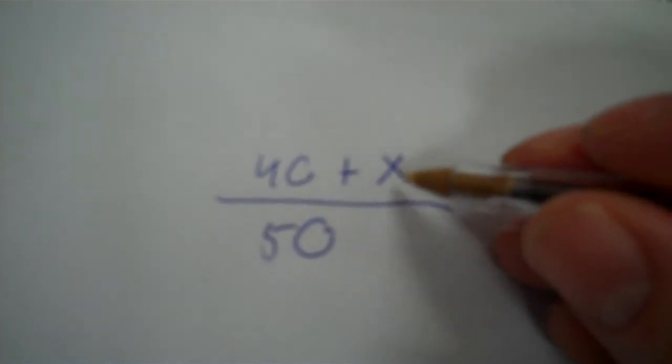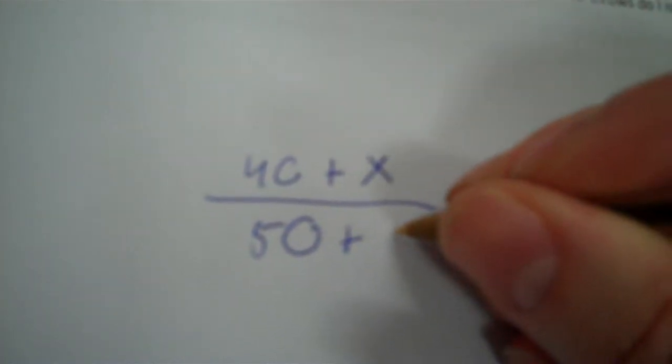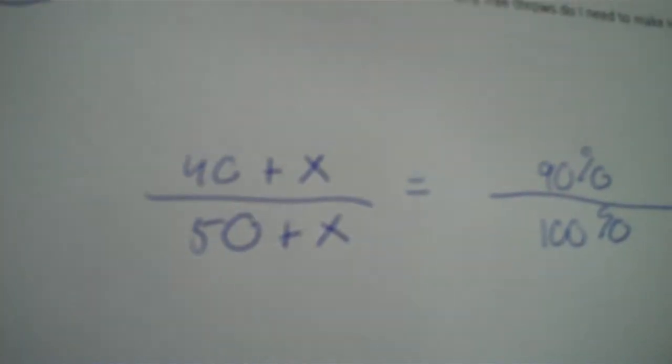Now, so far we got 40 out of 50. These are not equal, because that's 90%. Is 40 out of 50 90%? No, that's 80%. So what you have to do is add X to how many free throws you make, because that's the answer to the problem, but that also automatically adds the same thing to the number of free throws attempted, okay?